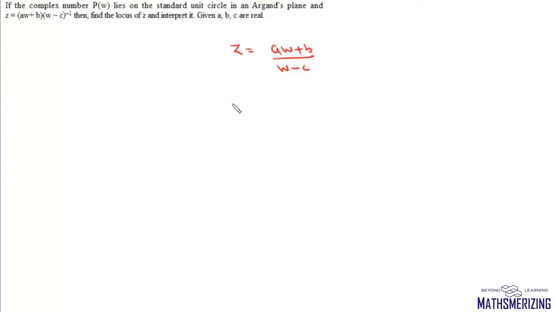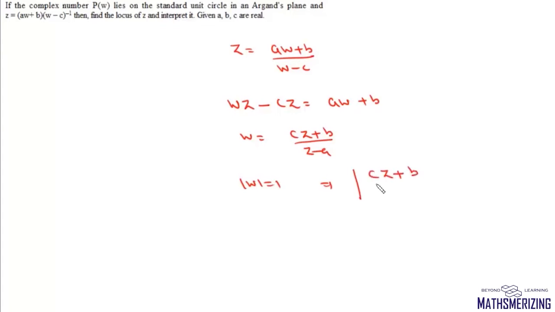Now if we cross multiply, we can write wz minus cz is equal to aw plus b. So we can write w as (cz plus b) upon (z minus a). Now it is given that this w lies on a standard unit circle. That means mod of w equals 1. So from here we can write mod of (cz plus b) upon (z minus a) is 1.